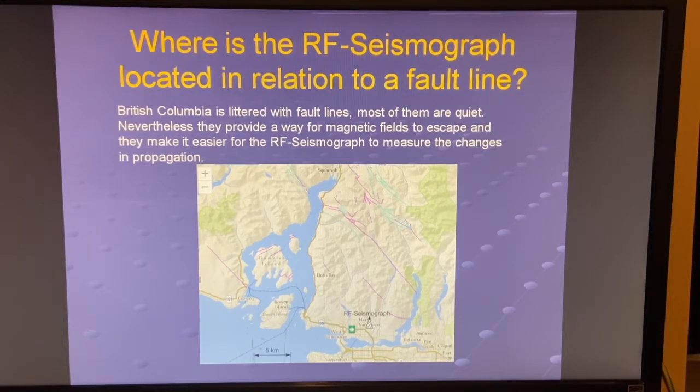The fault lines are weak points in the crust, and give the magnetic field lines an opportunity to come up easier and affect the ionosphere. And British Columbia, where I'm from, is littered with fault lines, but most of them are quiet and provide maybe just enough of a crack for us to see it as a propagation change.